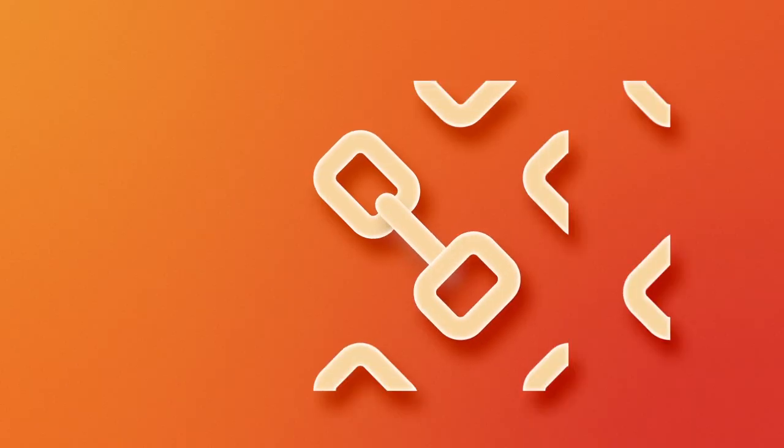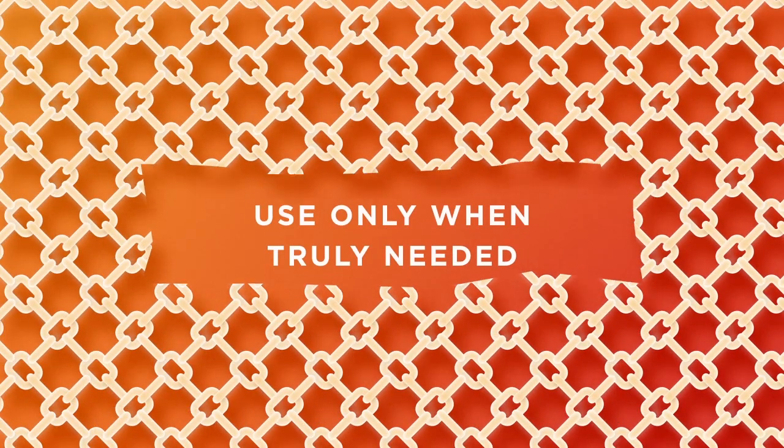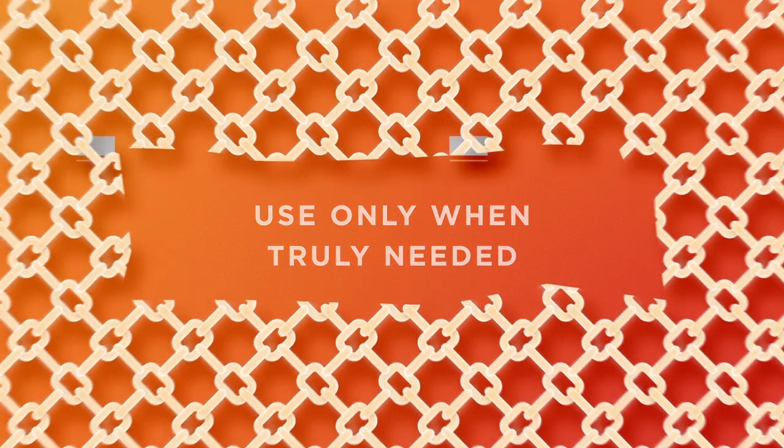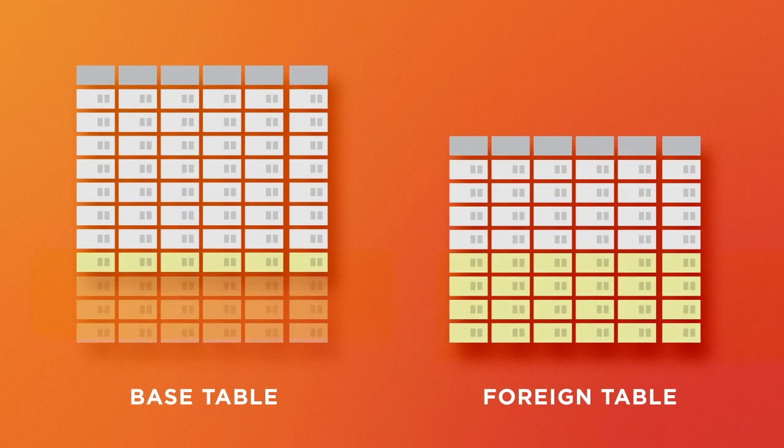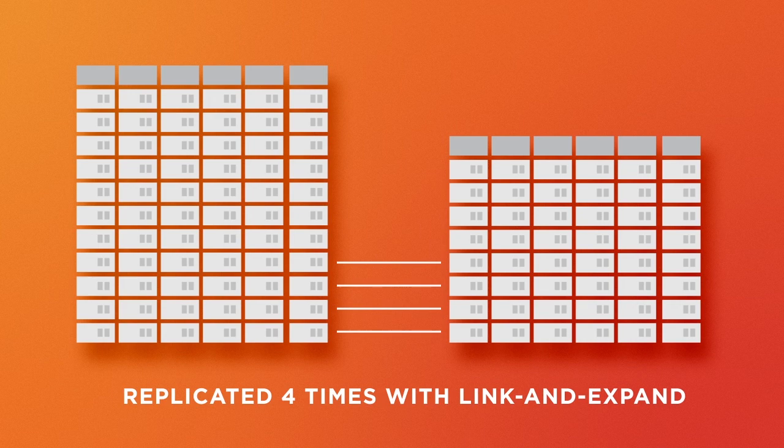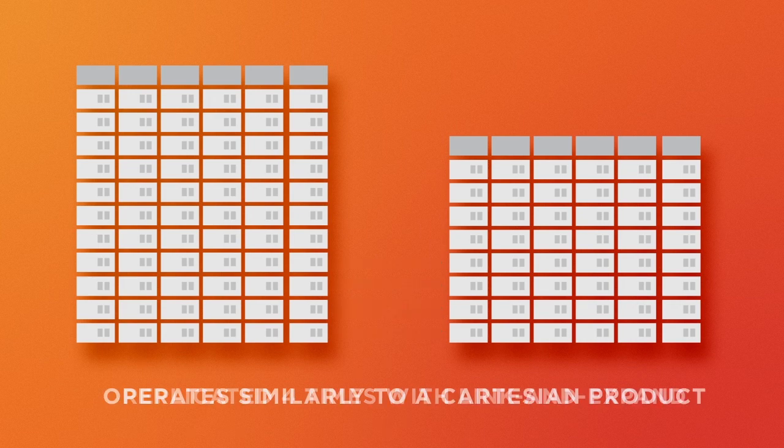We also have link and expand, which should only be used when you truly need it. Link and expand increases the number of rows in the base table, duplicating records to match rows in the foreign table. If the link key columns for a record in the base table have 4 matches in the foreign table, the base table record will be replicated 4 times with link and expand.